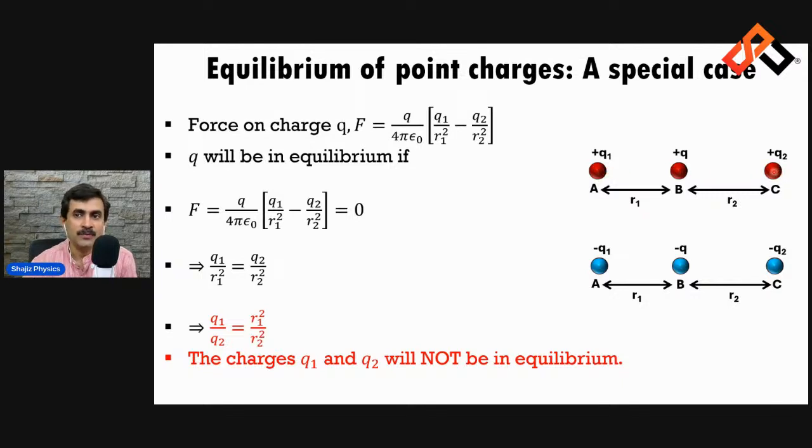So Q2 will be moving or accelerating along the positive x direction, whereas Q1 will get accelerated along the negative x direction, but Q can be under equilibrium. Under equilibrium means it can either be at rest or it can be under uniform motion.